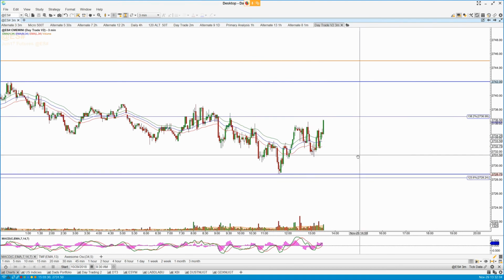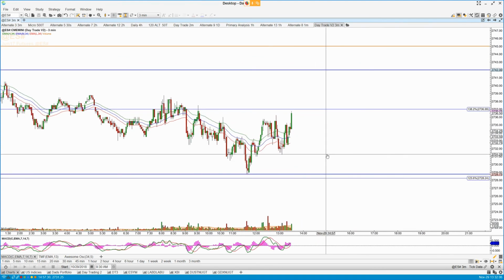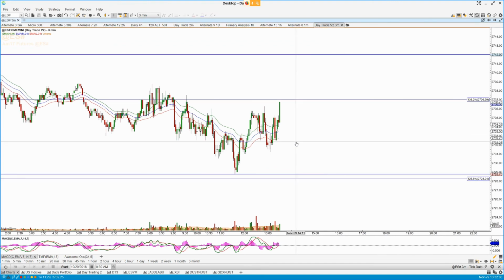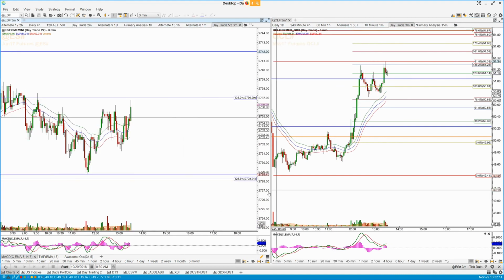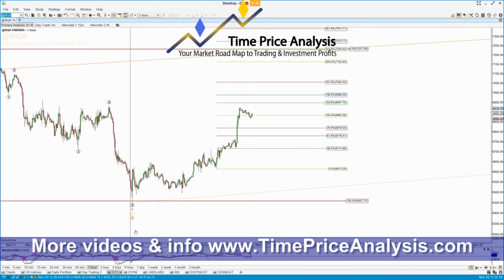And at the moment, you know, you could have taken a long this morning down here, but we didn't quite get to the 123.6 pre-market. Late on, I didn't take it personally. So let's see what we get after the open. And again, just pick our setups carefully.